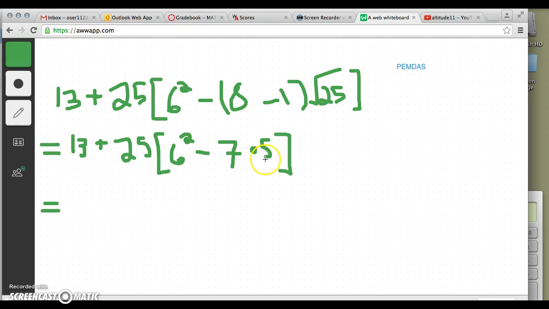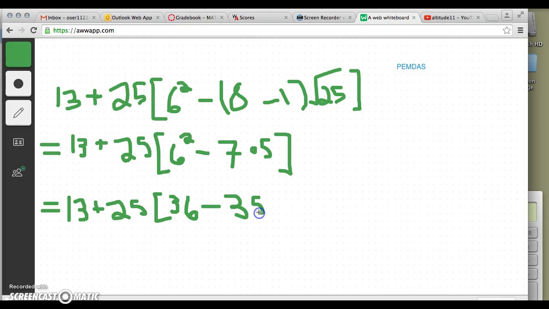So this entire mathematical expression is equivalent to, rewriting, 13 plus 25, and we have our bracket, 6 squared, 6 times 6 is 36, minus, and we have 7 times 5. So 7 times 5, guys, notice that is the next thing, that's multiplication, that comes after exponents here. So let's go ahead and perform that multiplication. What is 7 times 5? That would be 35.